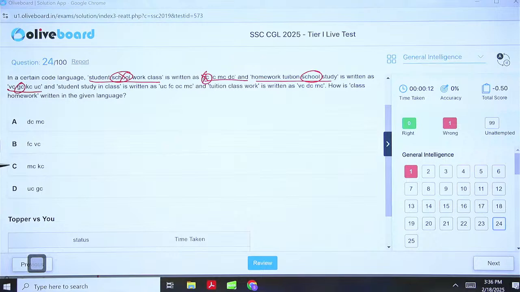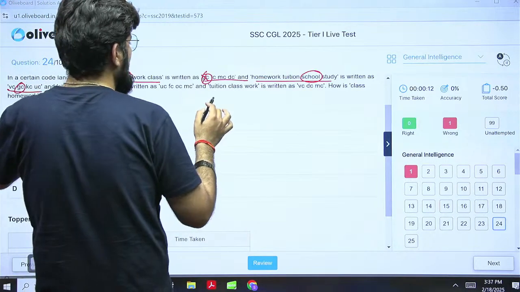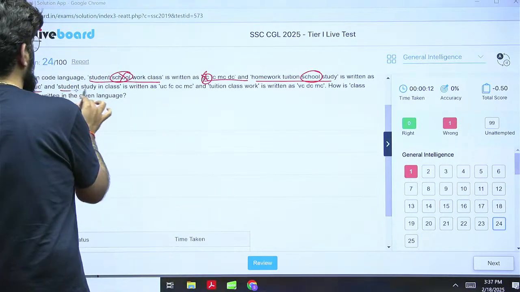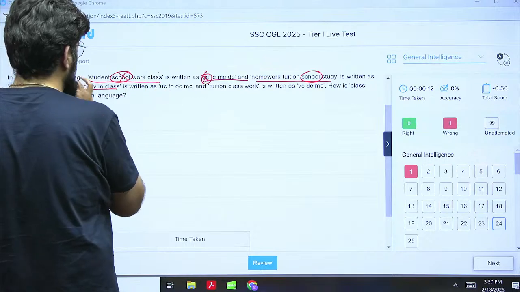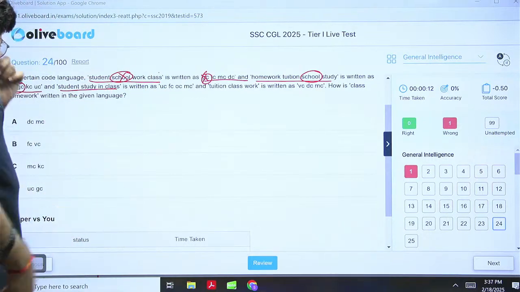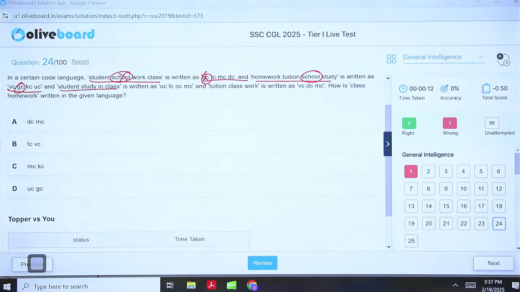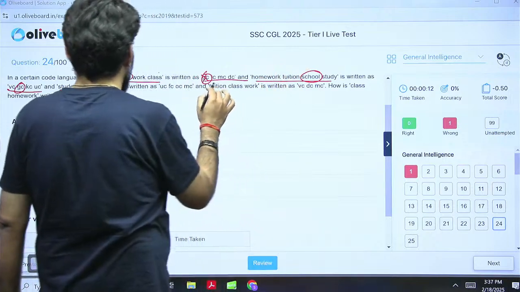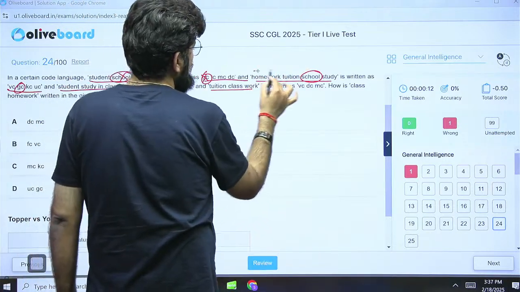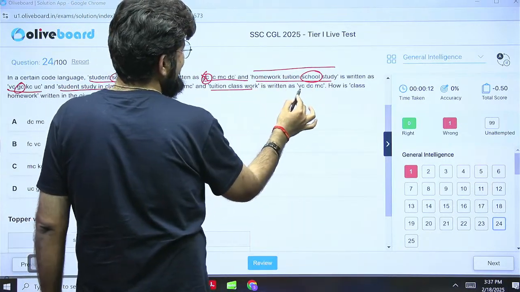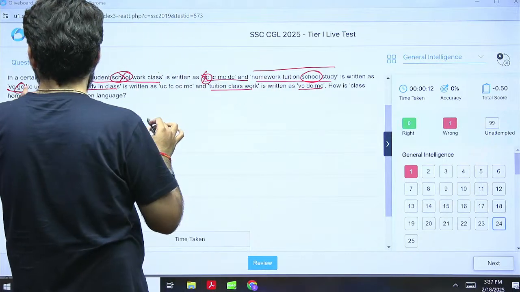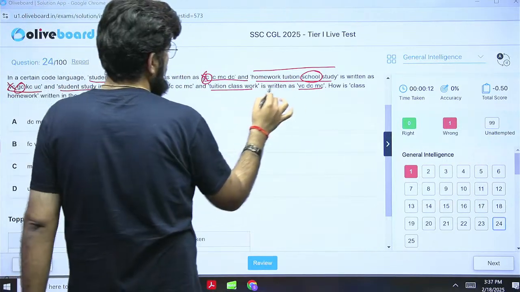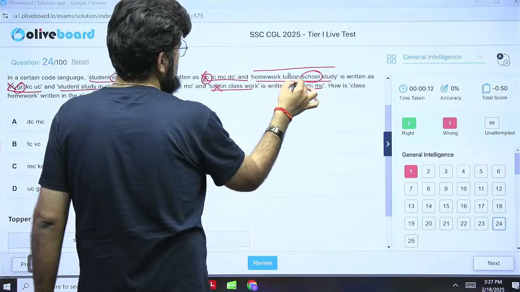Next, student. We can find the code for student from this one and student study in class. Student in class we can eliminate. No, we need class here. So we can eliminate work, tuition, class work. Homework, tuition, study, tuition, class work. From here we can eliminate tuition. From these two, tuition, we can see VC, DC, MC, VC. So VC goes away. For tuition, we delete VC and tuition.